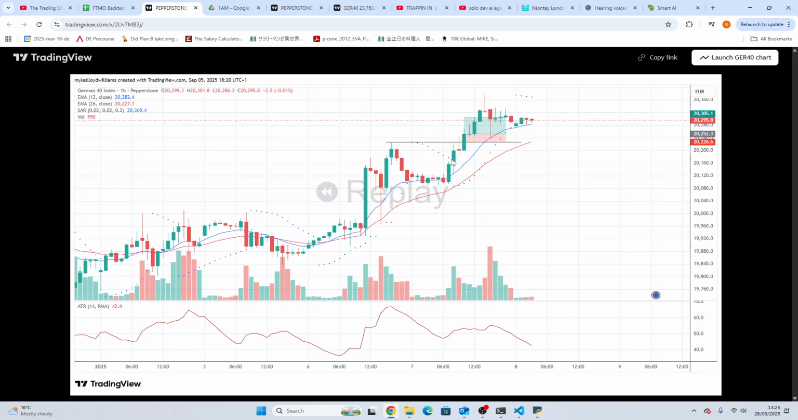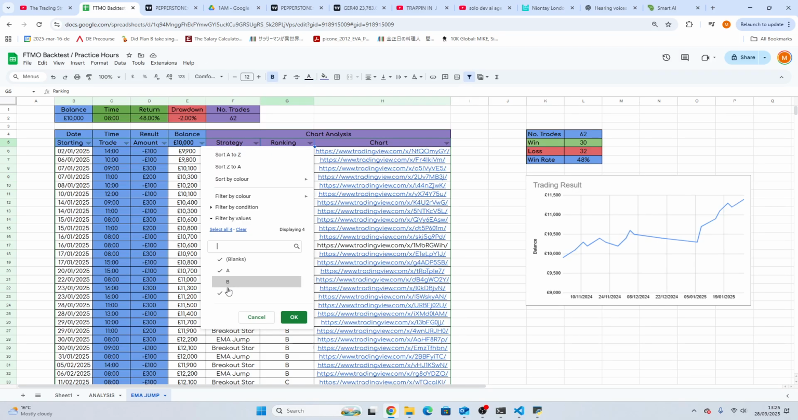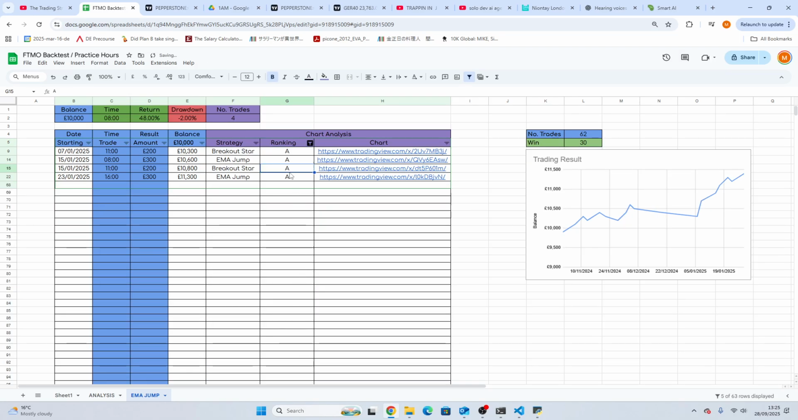So yeah, if I have a look at this actually, let me just see how many A+ setups we got. So we have 4. And they're all in January, so clearly at the start I knew what an A+ setup was, but after a while I just slowly started to not see what it was.